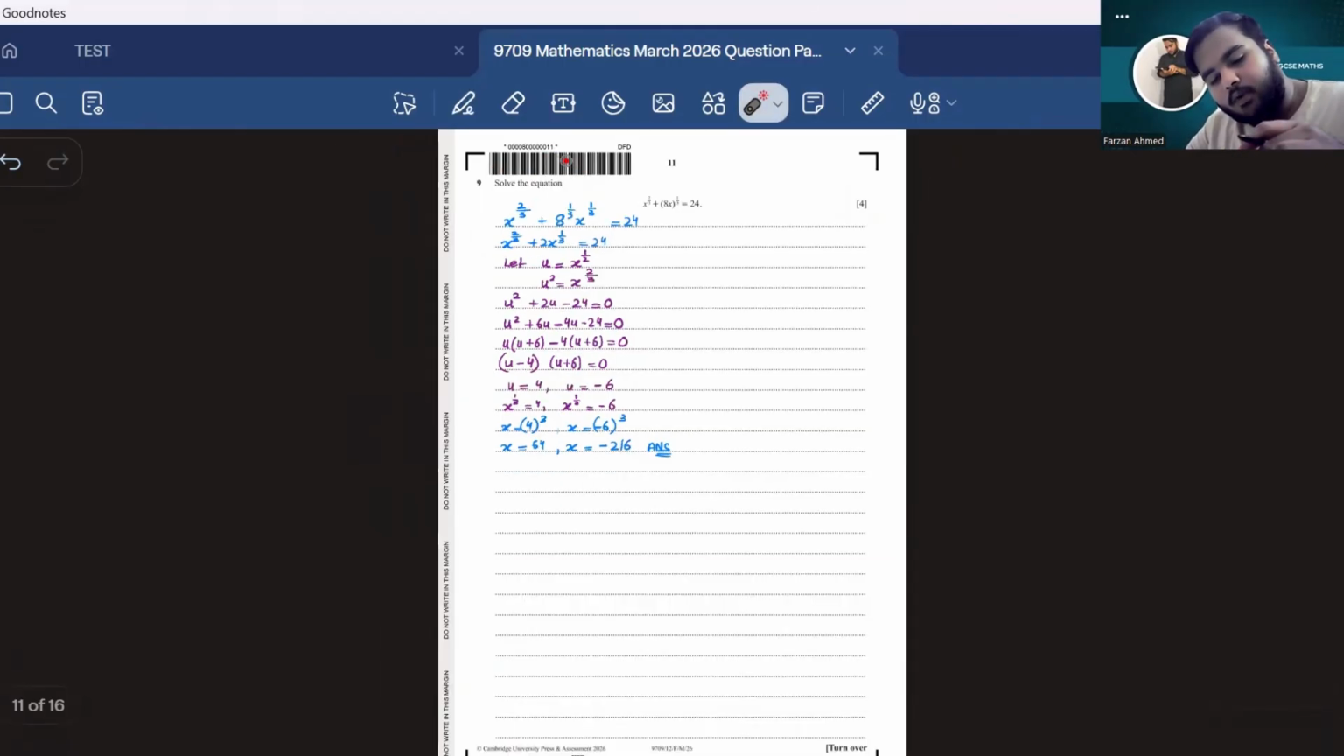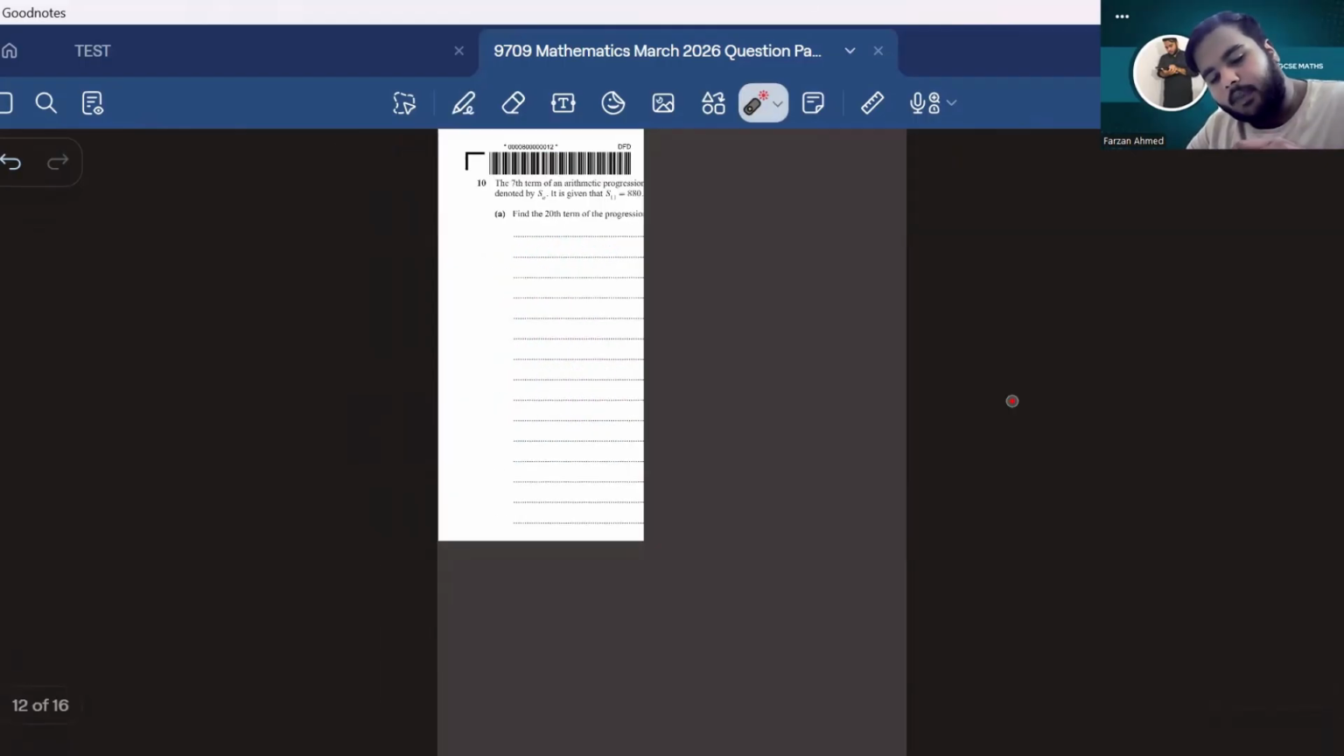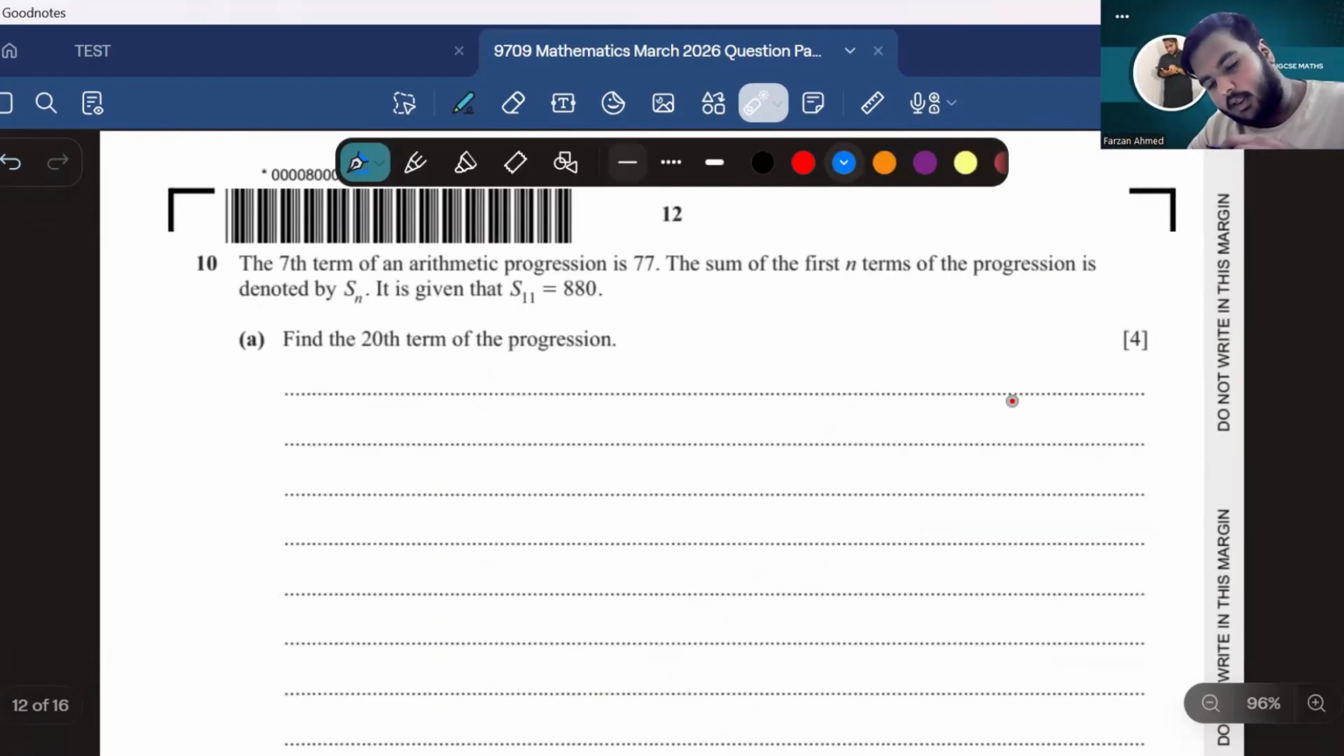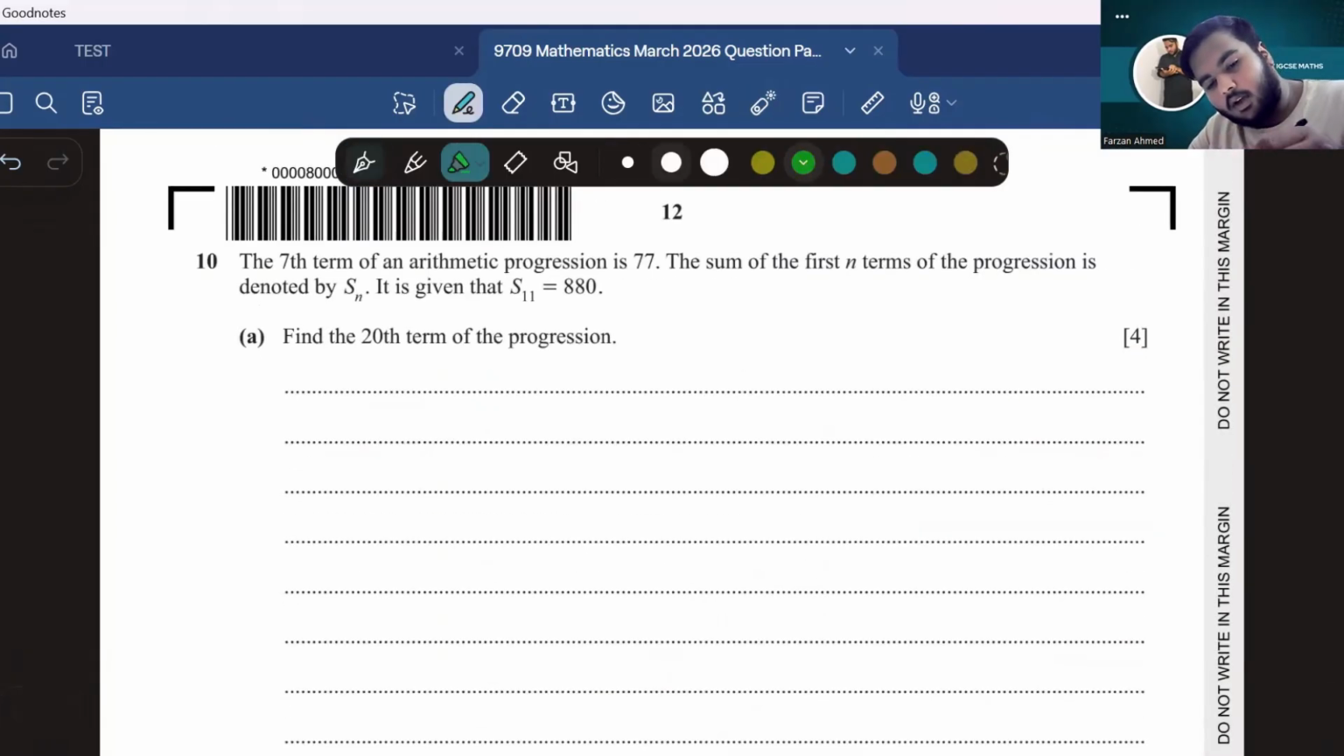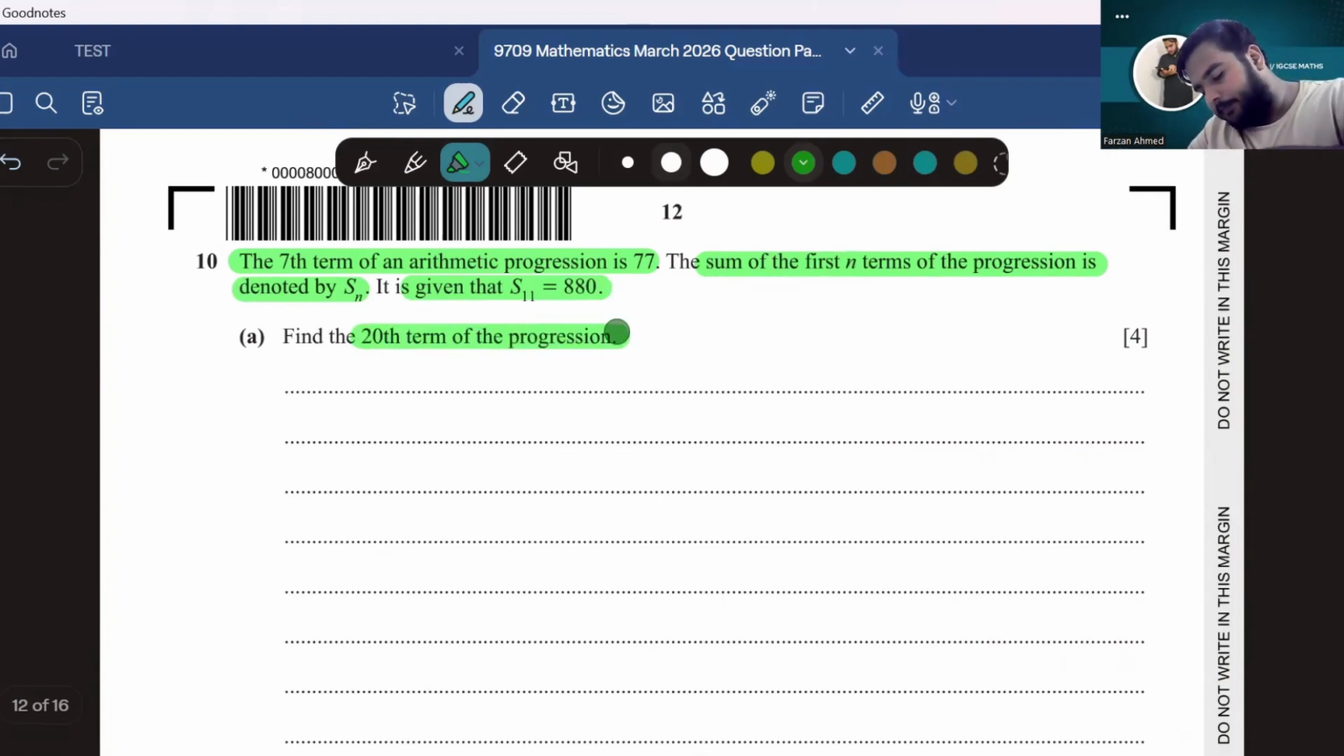Now moving to question number 10. In question number 10, they are saying the seventh term of an arithmetic progression is 77. The sum of first n terms of the progression is denoted by Sn. It is given that S11 is equal to 880. Find the 20th term of the progression. So how will we do this?